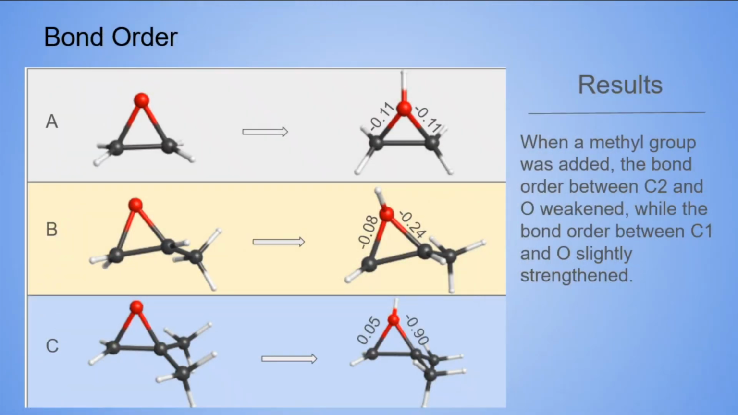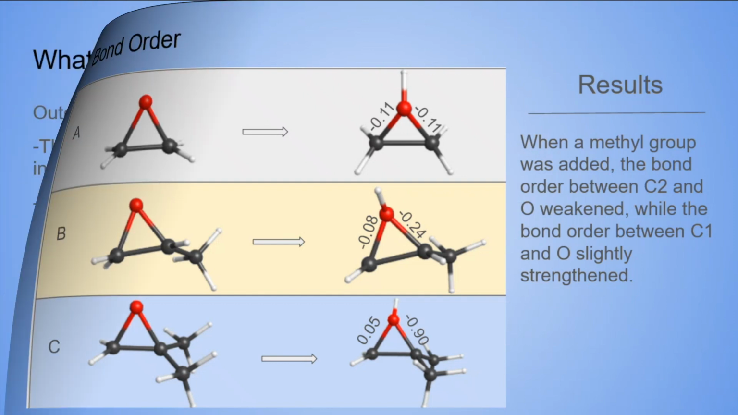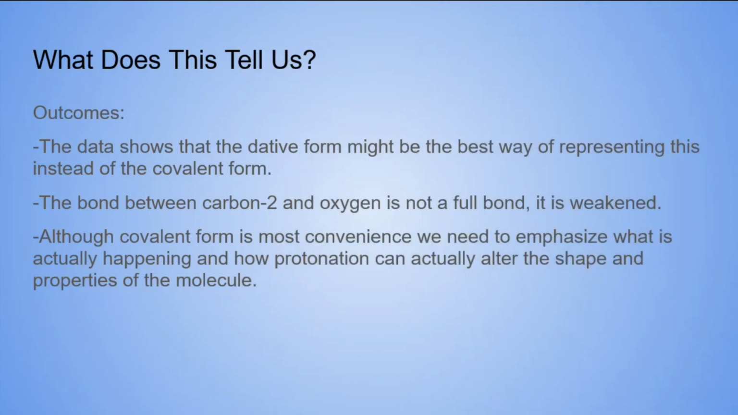So since there was weakening in the bond length, we ran some bond order calculations, and as we expected, the bond order between oxygen and C2 was decreasing, so that was weakening, and then the bond order between oxygen and C1 was increasing, so it was strengthening. So the data shows that the dative form might be the best way of representing this instead of the covalent form. The bond between the carbon-2 and the oxygen is not a full bond, it's weakened. And although the covalent form is the most convenient, we need to emphasize what's actually happening and how protonation can actually alter the shape and properties of the molecule.